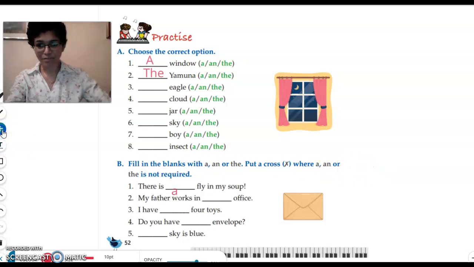And in the midst of a sentence, do I put a capital letter? No, I put a small letter. There is a fly in my soup.